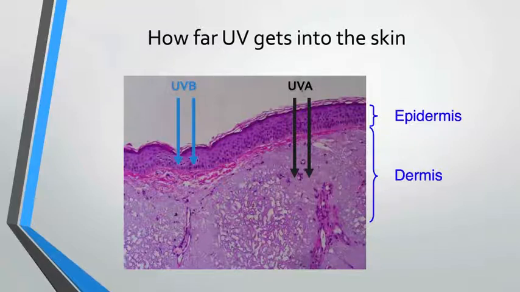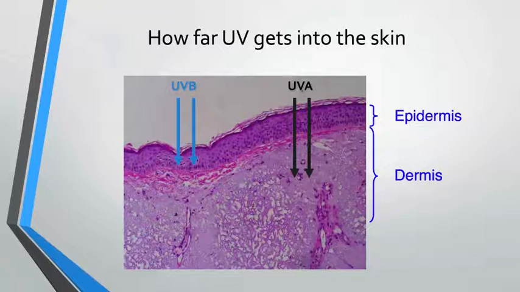So UVB smacks into that, right into that layer. Not fantastic. UVA gets even further, which is in some ways worse. But together, you can see that they're a pretty bad combination. If they stop further up, that would be much nicer. They get through, they cause cancer, we need a sunscreen, and a broad spectrum sunscreen.